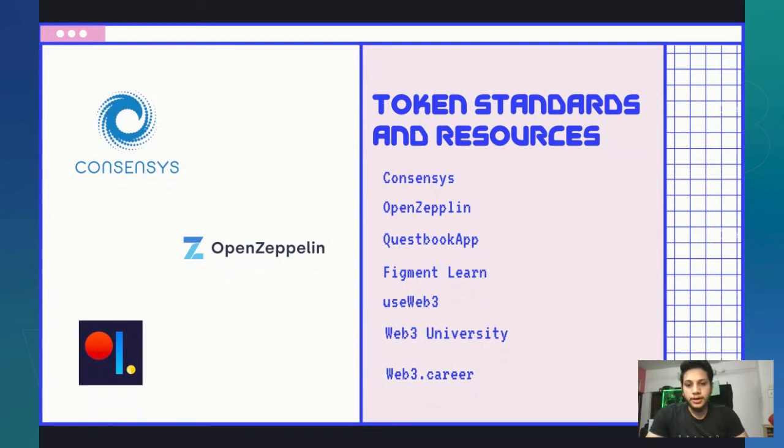Questbook app is a learn to earn model where you can complete quests and earn NFTs. Figment Learn again is a website provided by Figment, where you can learn examples of how to build apps. And Use Web3 has a ton of content on Web3 jobs, Web3 books, and Web3 videos. And so does Web3 University and Web3 Career, where you can find jobs and write a lot of content. You can become a better Web3 developer.